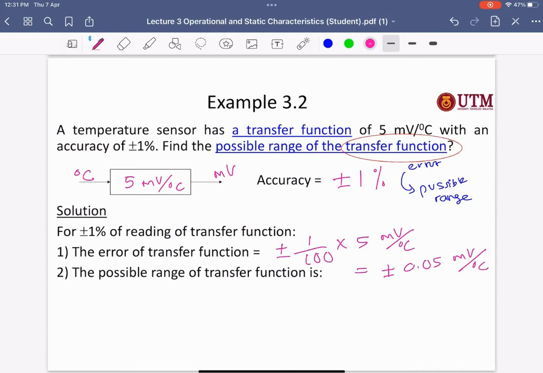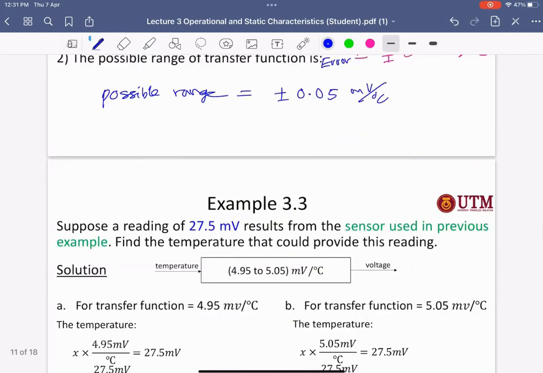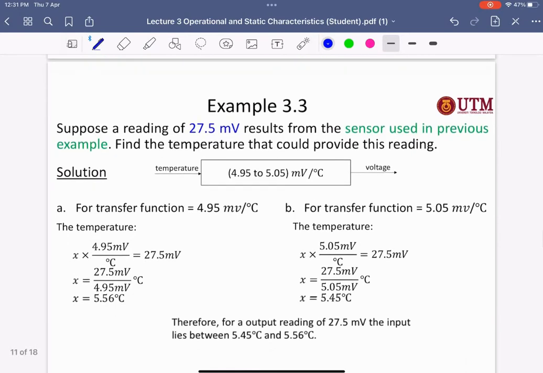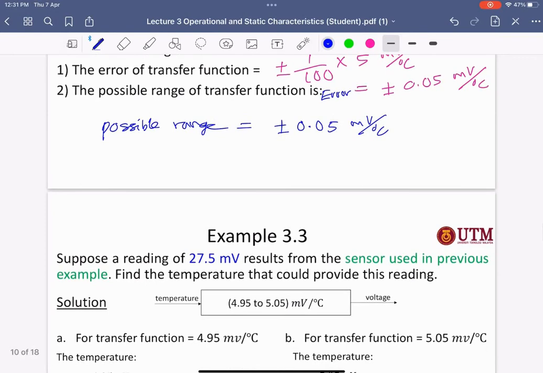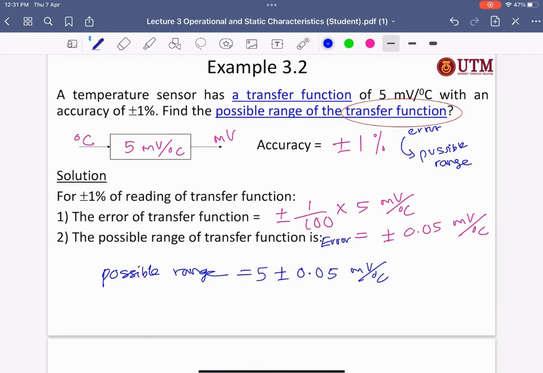So we know that the error for this transfer function can be from minus 0.05 millivolt per degree to plus 0.05 millivolt per degree. That is the answer, right? So the possible range is now plus minus 0.05 millivolt per degree. Example 2, and then 3.3. So we know the possible range is around that one, 5 plus minus 0.05.